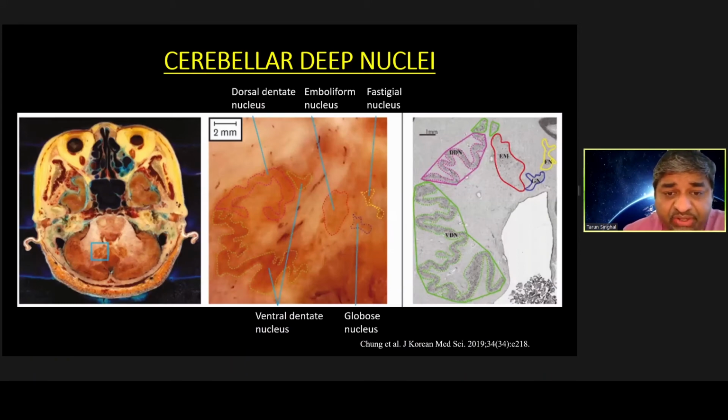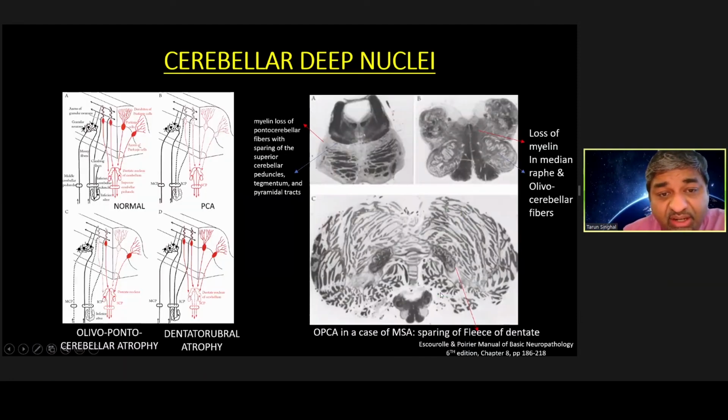Staying in the posterior fossa, the cerebellum, along with the cortex and white matter, has these small, deep cerebellar nuclei, which are affected differentially in different conditions. For example, in pure cerebellar cortical atrophy, there is involvement of the cerebellar cortex, with only late involvement of the deep cerebellar nucleus.